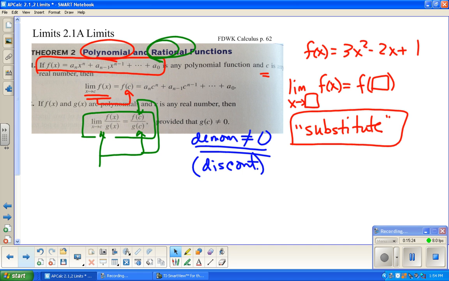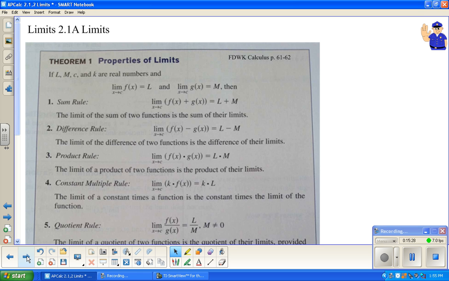So that's just one of the theorems. I know I used the T word. Sorry, I know it's not geometry, but theorems are just mathematical rules. They don't have to be geometry rules.